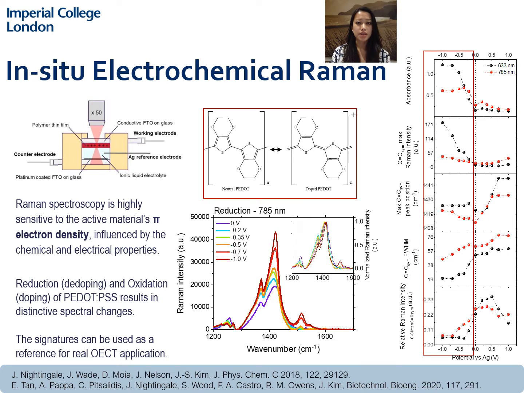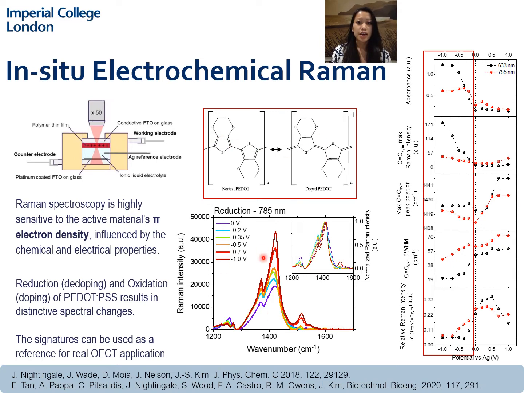So PEDOT PSS has distinct structural changes depending on oxidizing or reducing applied potentials, so electrochemically doping and de-doping the film. And this changes the structure between quinoidal and benzoidal. So there are actually certain vibrational modes that are affected the most due to the doping level of PEDOT PSS, and they are assigned to the main conjugated backbone.